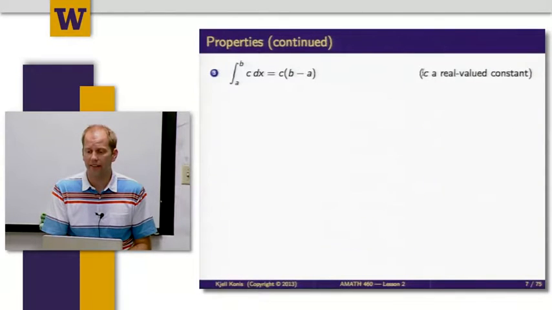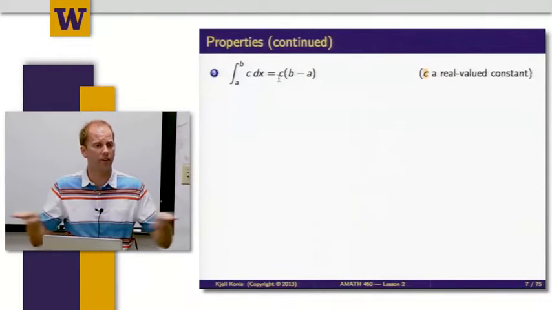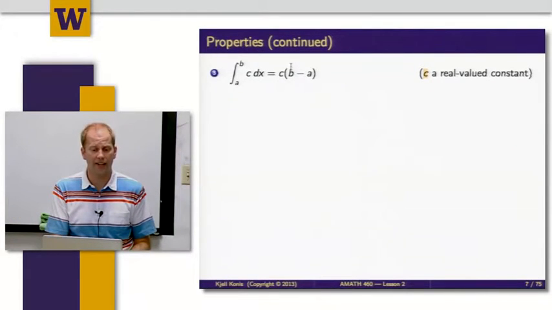So here I let c be a real valued constant. If I look at the integral from a to b of c, that's just going to be c times b minus a. And if you imagine what this is going to look like, c says my function is constant for all x. So it's just a horizontal line. And I'm trying to find the area underneath that between a and b.